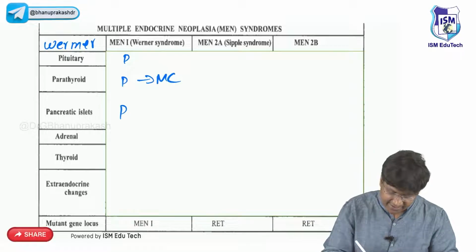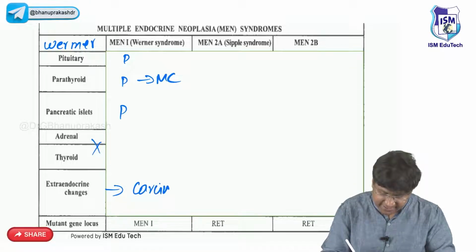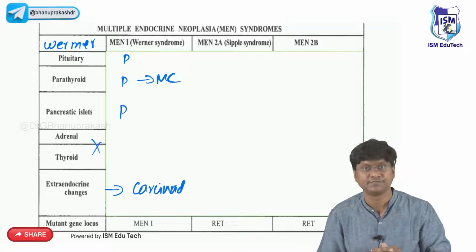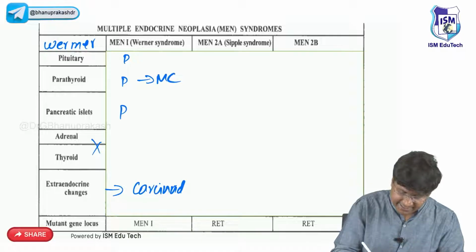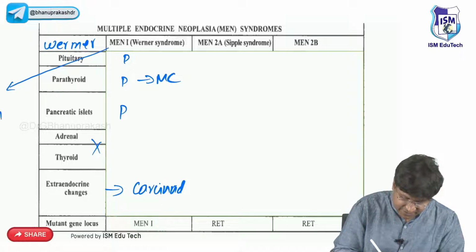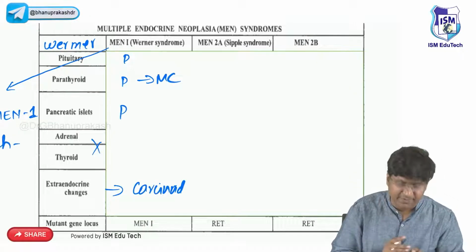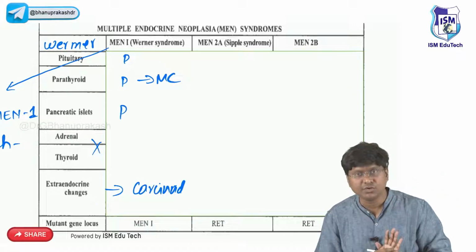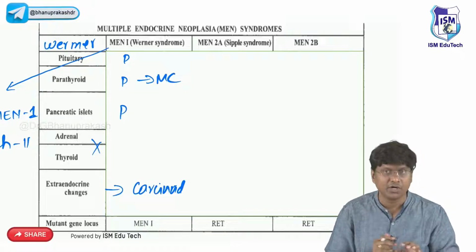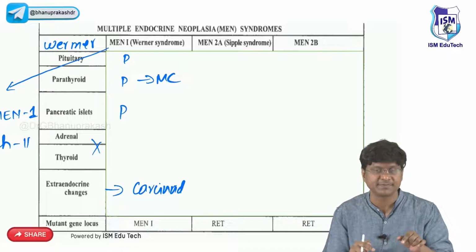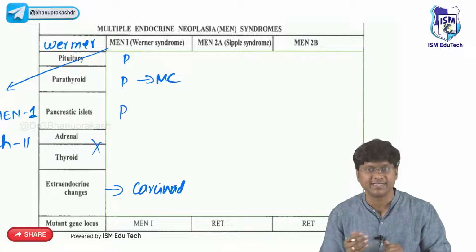Adrenal and thyroid will not be commonly involved, and extra endocrine manifestations will be there, in the form of carcinoids. In case of MEN1, the gene which is mutated is the MEN1 gene. And what is the chromosome that is abnormal? The chromosome that is abnormal here is chromosome 11. On chromosome 11, the MEN1, which is a tumor suppressor gene, will be defective. Okay.